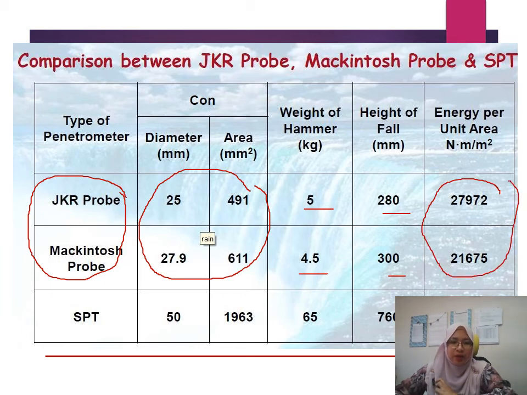But for the standard penetration test, the size of the cone is slightly bigger. The diameter is 50 mm, the area is 1963 mm square, the weight of hammer used is 65 kg, the height of fall is 760 mm, and the energy is bigger for the standard penetration test.